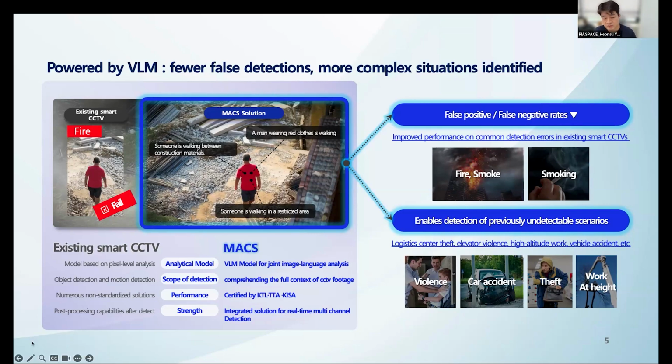But in this case, if you use a vision language model, there are probably fewer false alarms because the language model can support vision AI with context understanding. With this technology, you can have much better performance for detecting situations such as fire, smoke, smoking, even violent situations, accidents, working at height, or theft in a distribution center. Those are our differentiating parts.